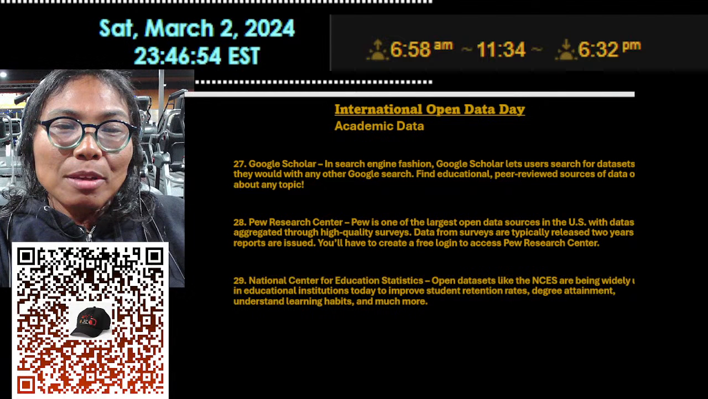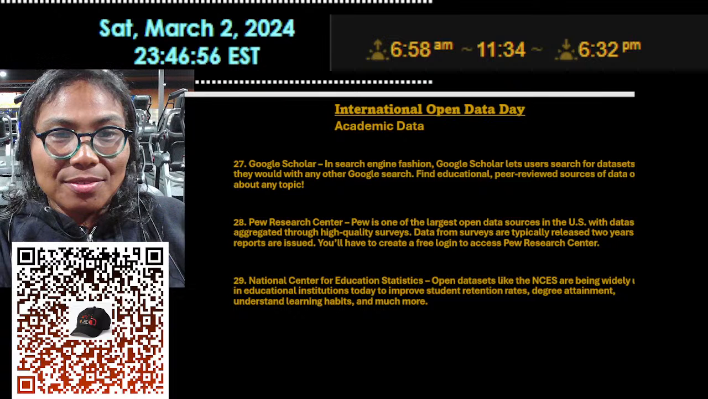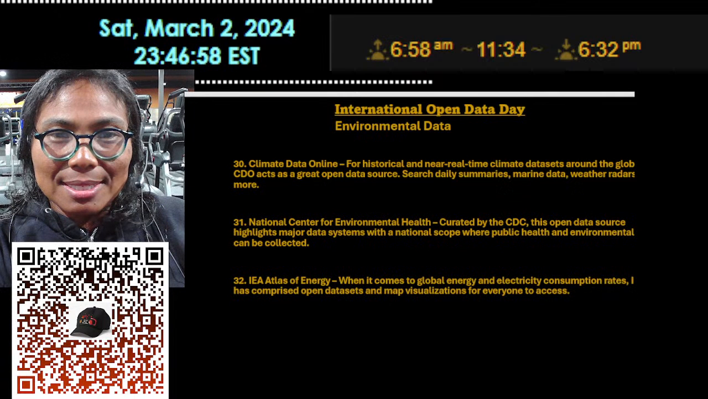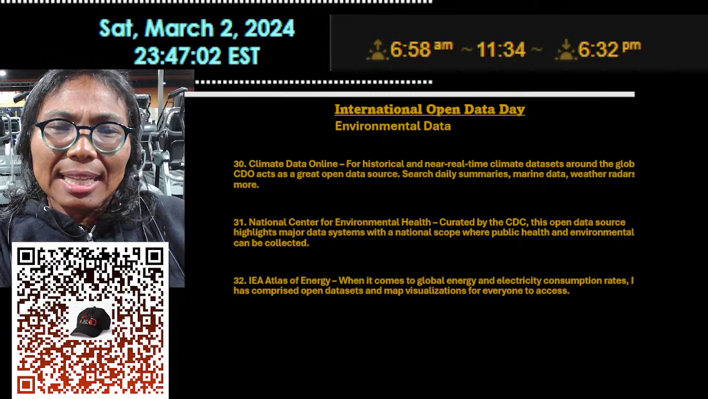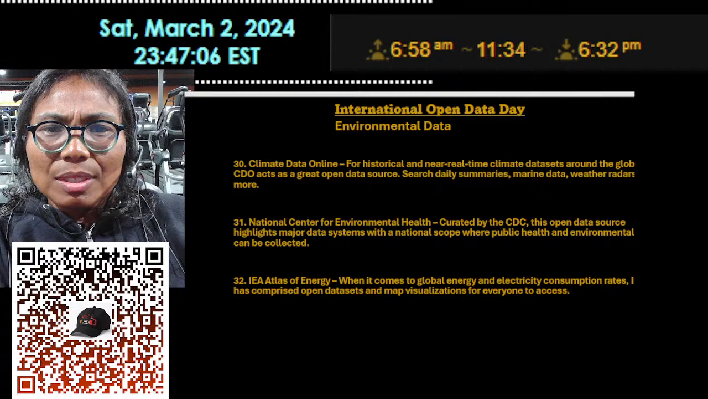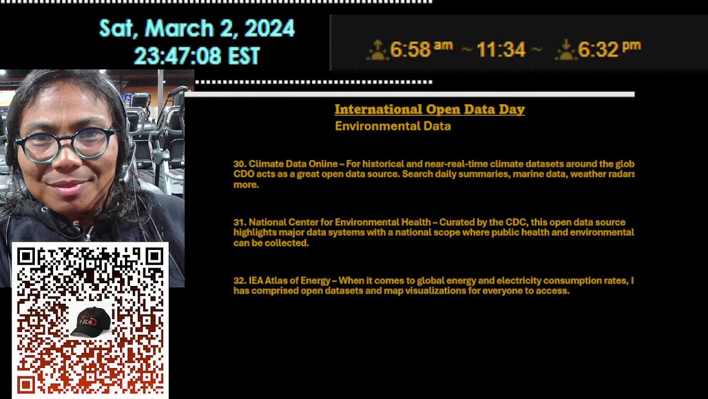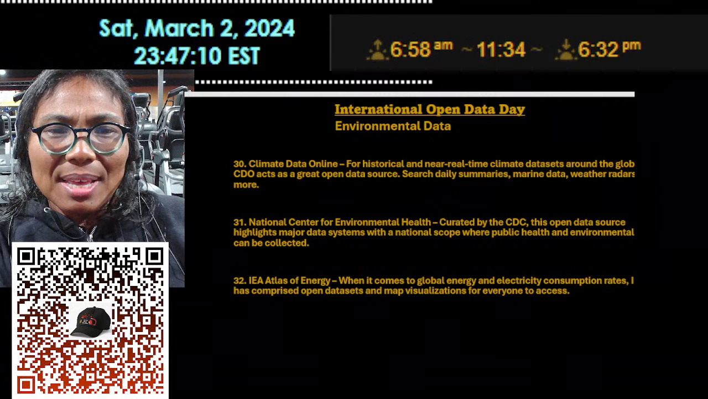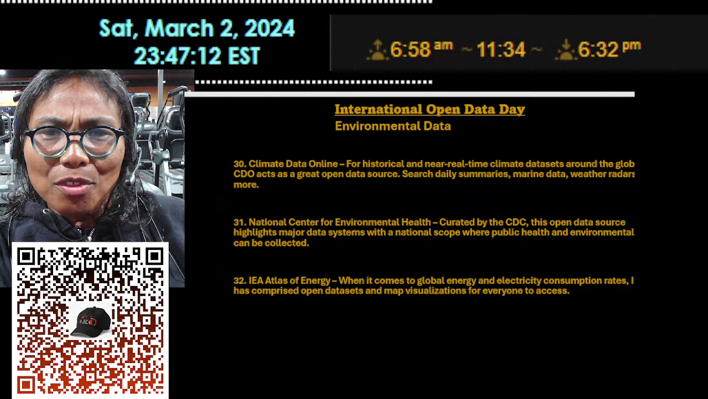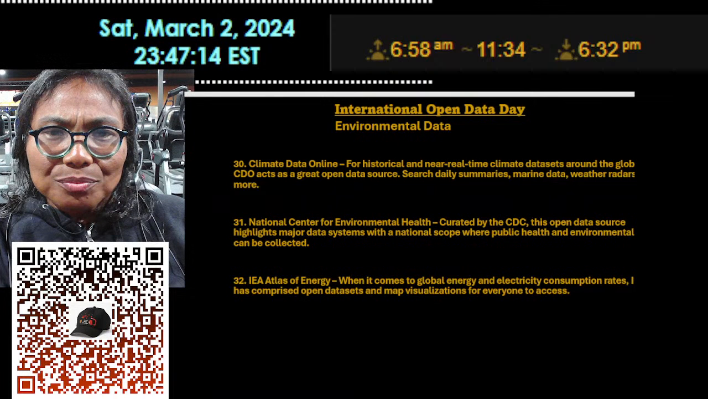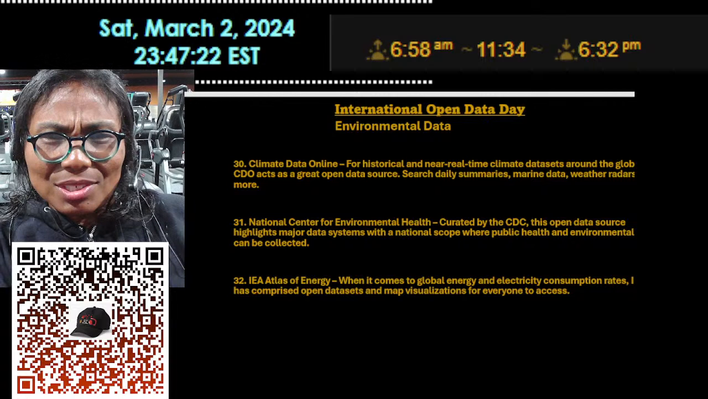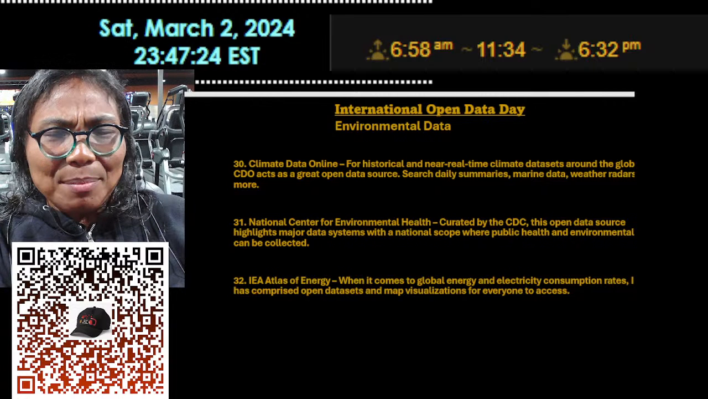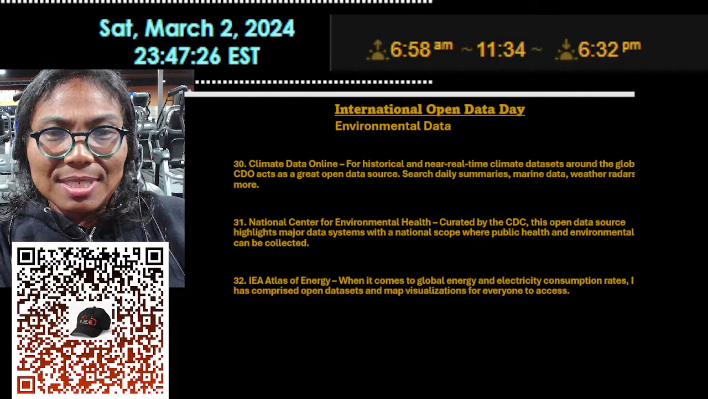It helps you study student retention rates, degree attainment, learning habits, things like that. Environmental data sets. We're looking at climate data online. Marine weather radars, things like that. Then we have National Center for Environmental Health, public health on a national level. Then we have IEA Atlas of Energy, and that monitors global energy and electricity consumption.